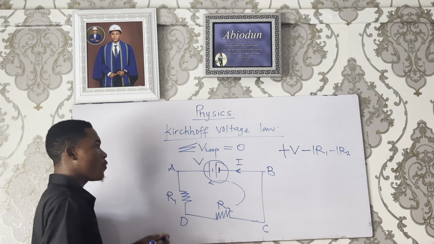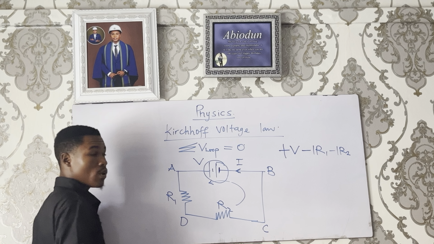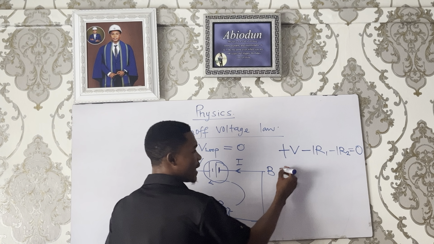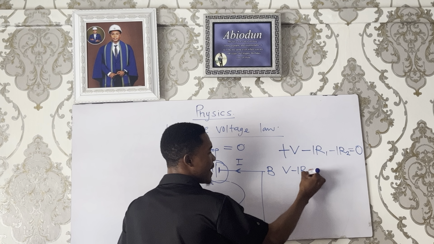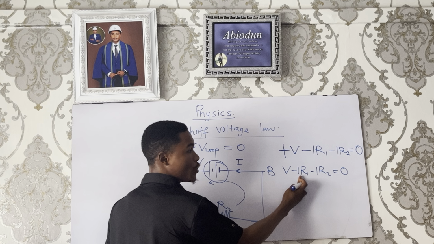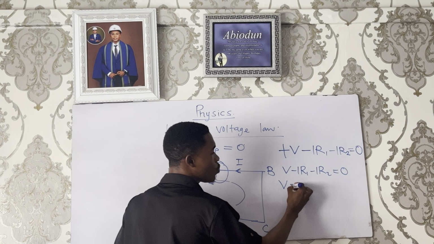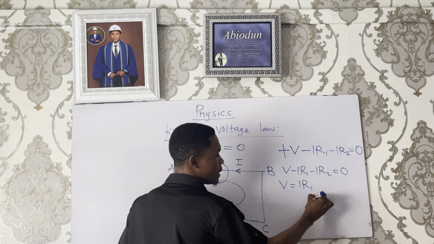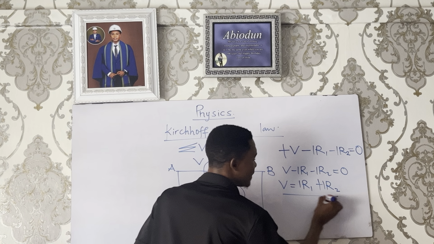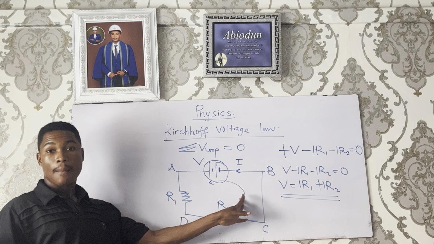And according to Kirchhoff voltage law, the summation of voltage in a loop must be equal to 0. And that is why we are going to equate all this to be equal to 0. So I can now say V minus IR1 minus IR2 is equal to 0. Then when I transfer all these to the other side, the signs change from negative to positive. So that will be V equals IR1 plus IR2. And this is the Kirchhoff voltage law for this particular circuit.